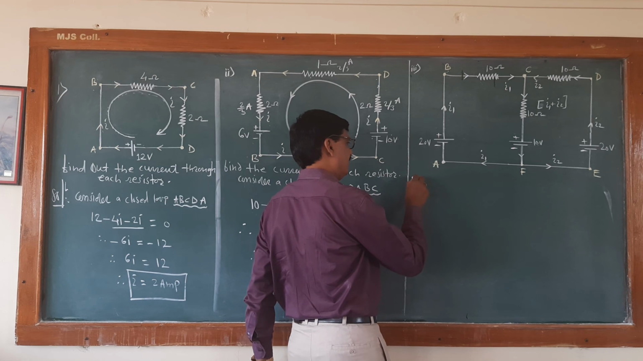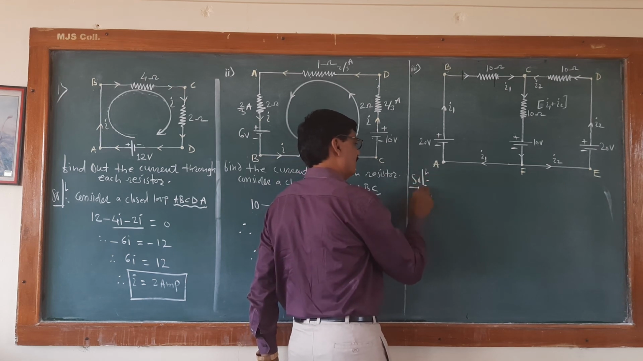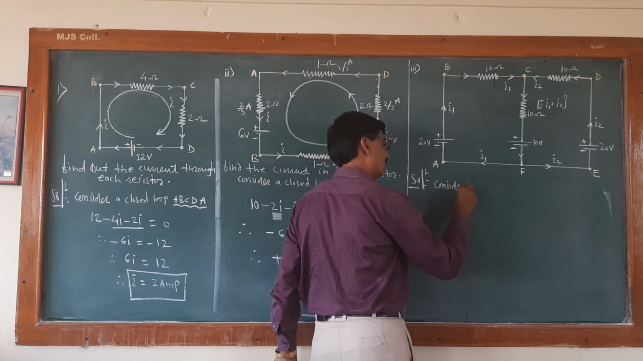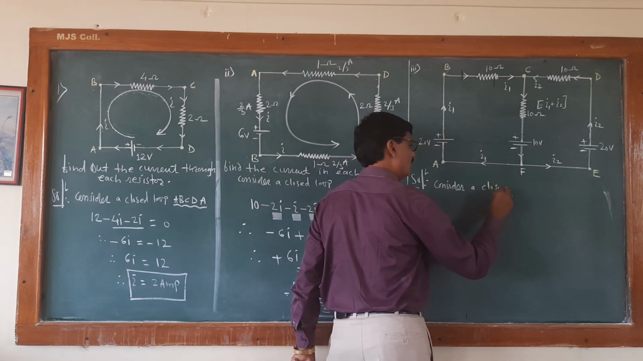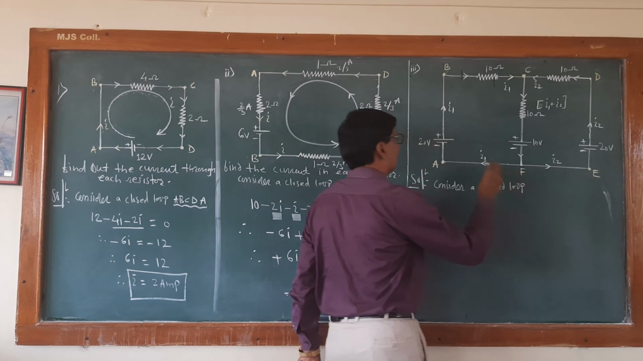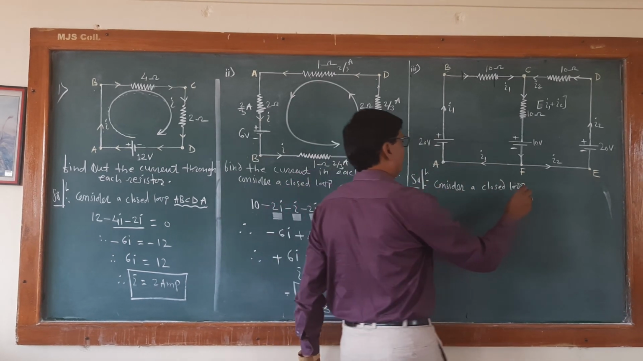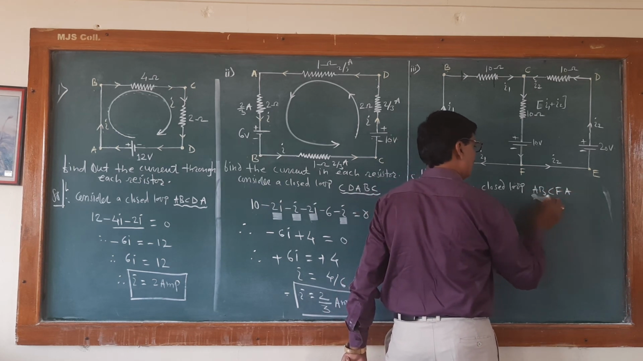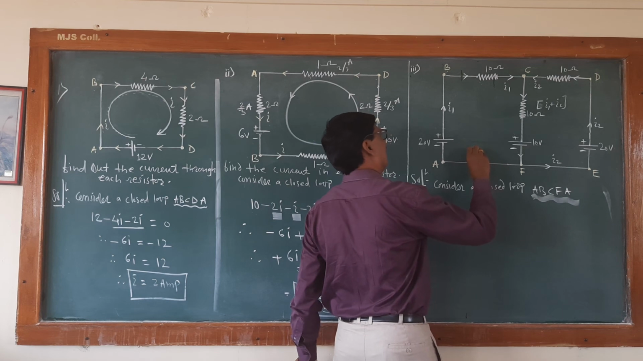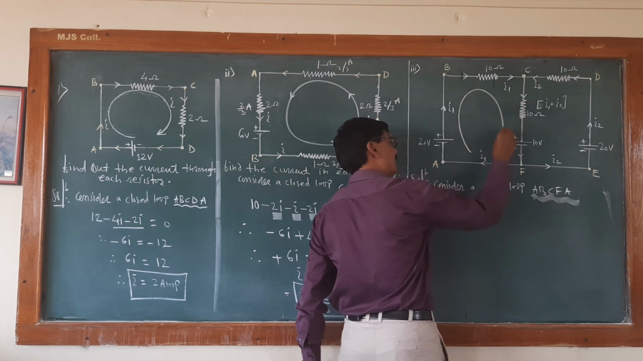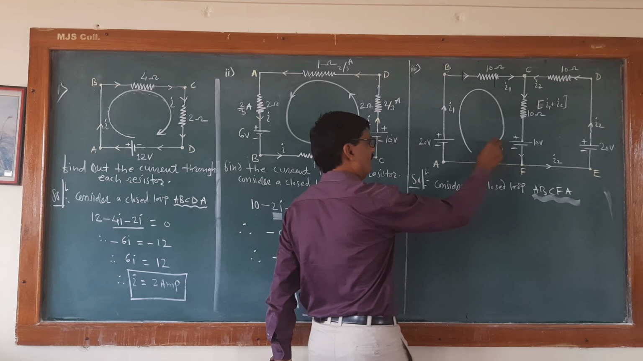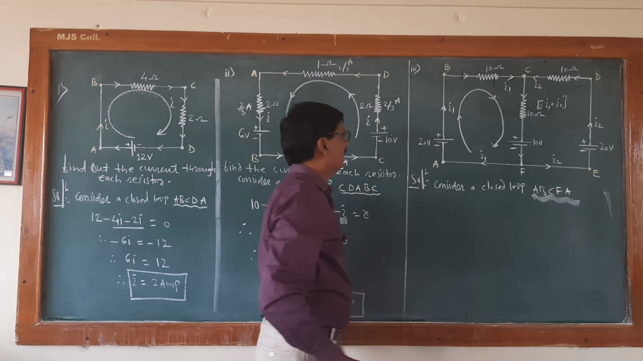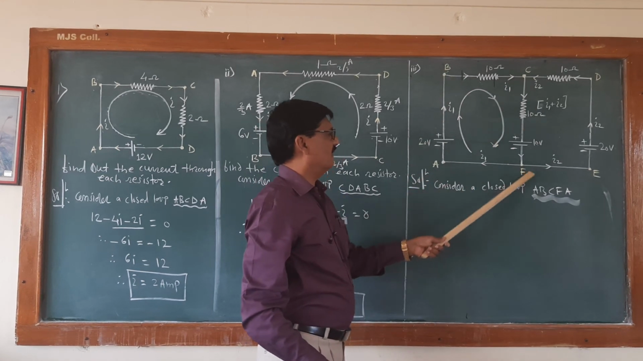First, consider a closed loop A, B, C, F, A. This means that if you traverse in this way, in the direction of current, A, B, C, F, A.